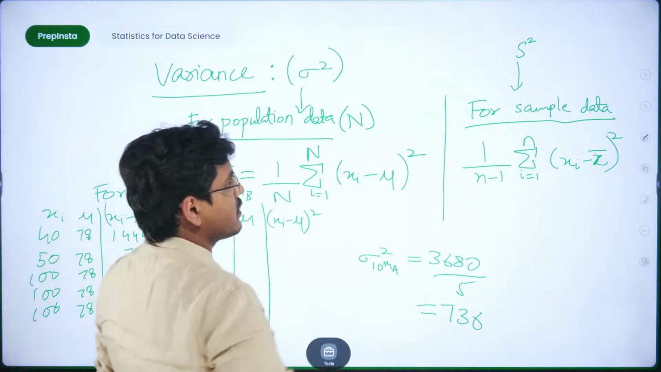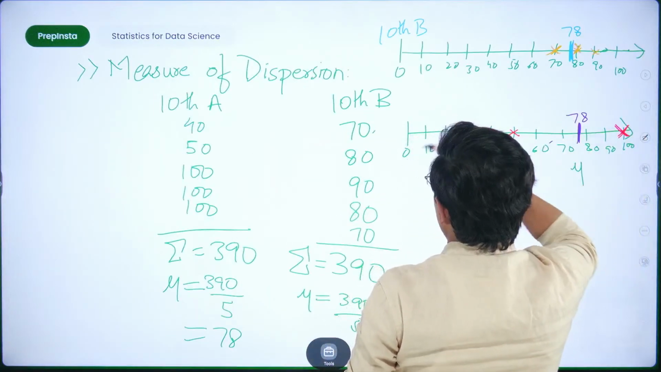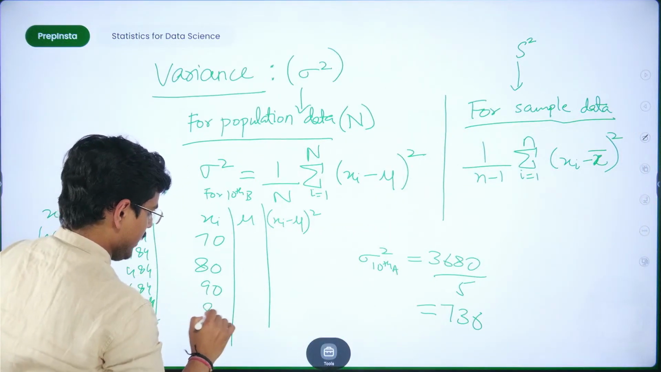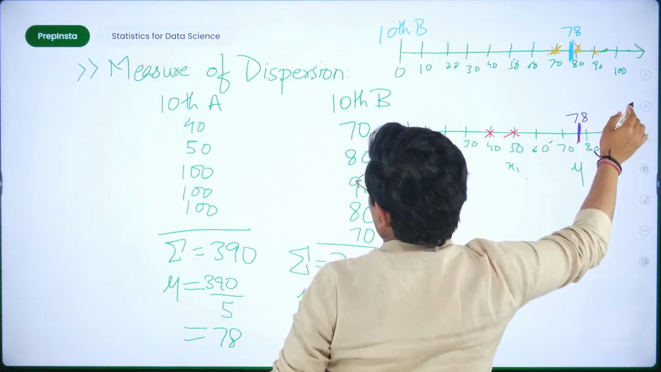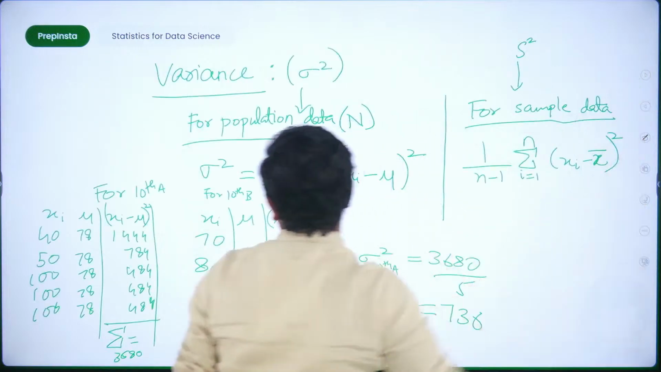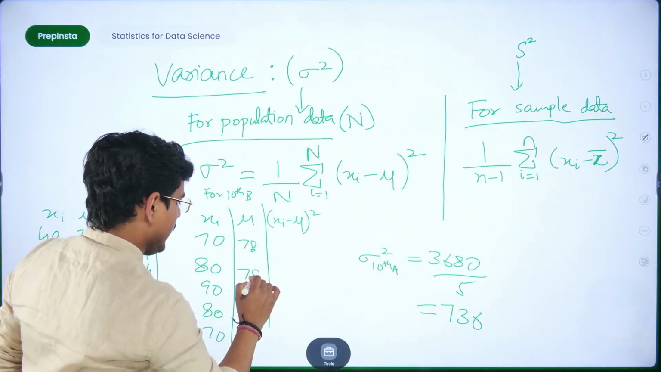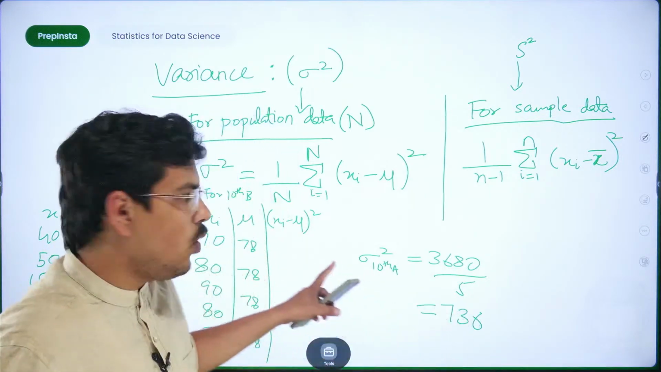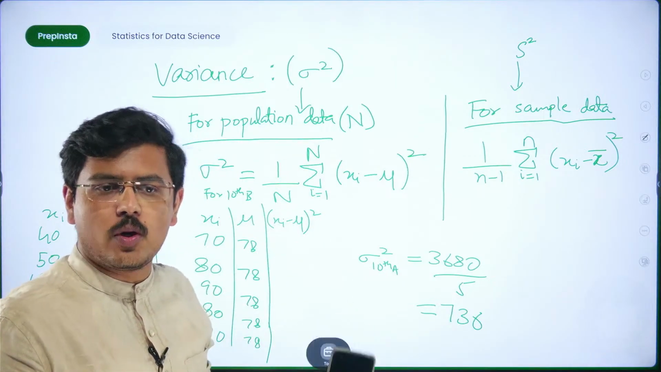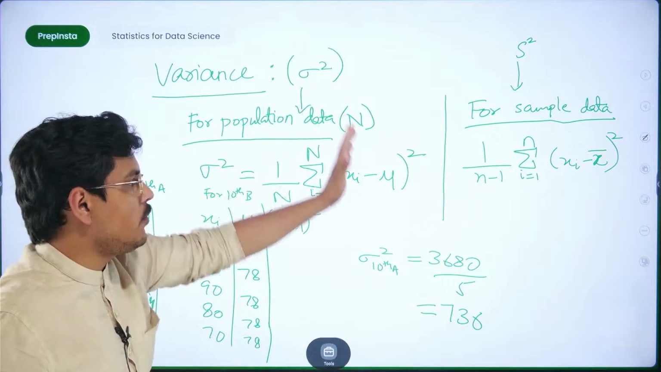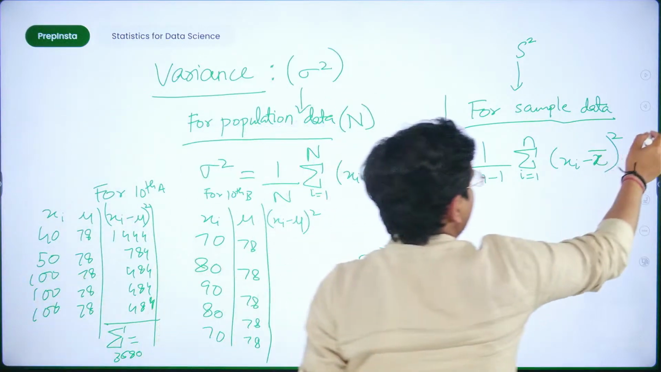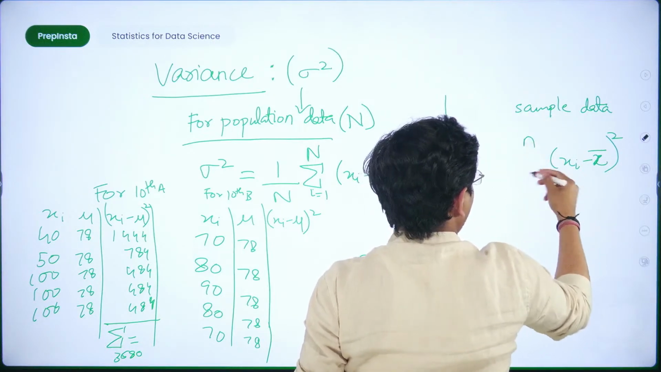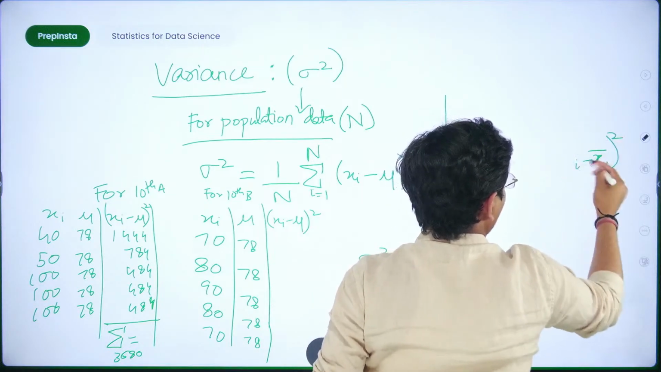Now for 10th B, let's try calculating this. So for 10th B, it is 70, 80, 90, 80, 70. If I am not wrong, this was the distribution, right? Yes. And now again 78, 78, 78, 78 and 78. And this will show you the actual difference. Now this variance will show you the actual difference between both. And this is only on the population data. Right now we are not doing it on sample data, so I'll remove this sample data thing, so that I can show you the difference. We'll write it later on.